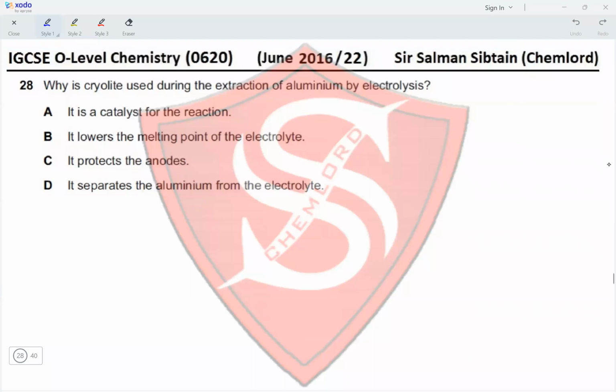Question 28. Why is cryolite used during the extraction of aluminum by electrolysis? It is a catalyst for the reaction? No. It lowers the melting point of the electrolyte? Yes. That is the reason why it is used. It protects the anode? No. It separates the aluminum from the electrolyte? No. So this makes option B the correct option for this question.